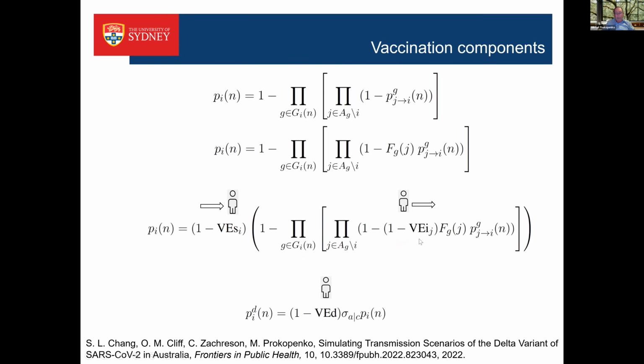And now you multiply them by the efficacy against transmission on the infection side. On the receiving side, you multiply it by efficacy against susceptibility. And finally, once you get this, you multiply it by the fraction of symptomaticity in adults and children, and you use efficacy against the disease. It's a very simple formula.